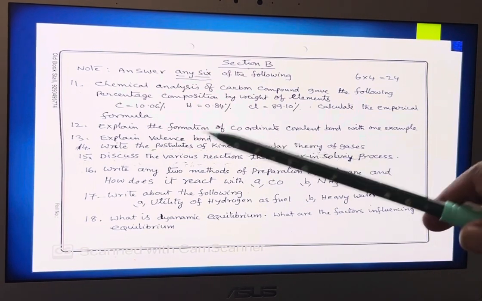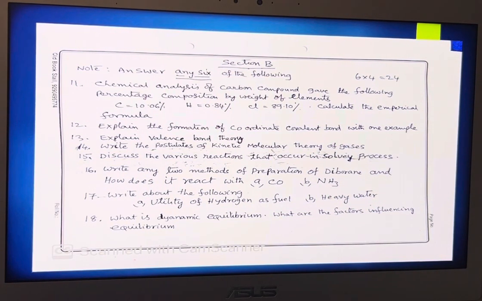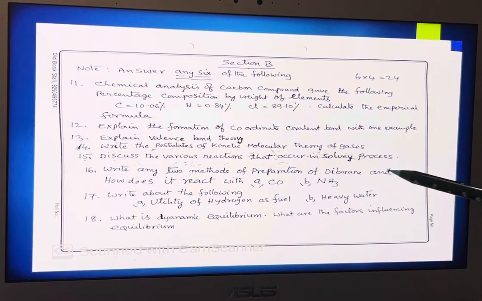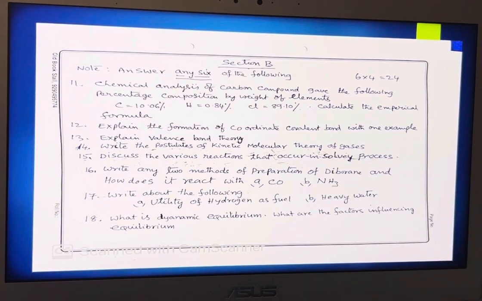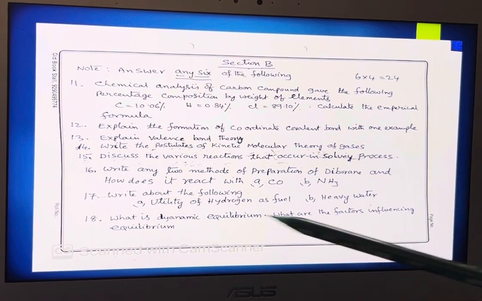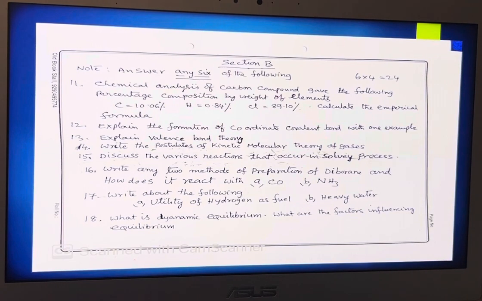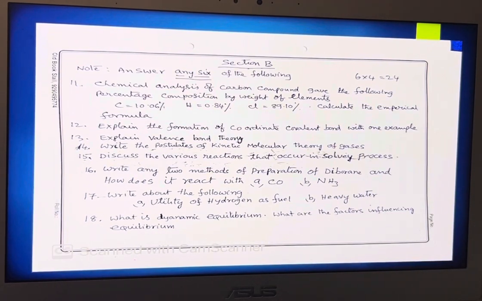Explain valence bond theory. Write the postulates of kinetic molecular theory of gases. Discuss the various reactions that occur in the Solvay process of preparation of sodium carbonate. Write any two methods of preparation of diborane and how does it react with carbon monoxide and ammonia. You have to write the equations. Write about the following: utility of hydrogen as a fuel and heavy water. What is dynamic equilibrium? What are the factors influencing the equilibrium?